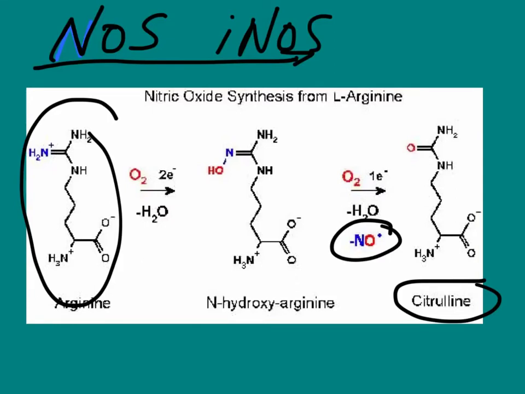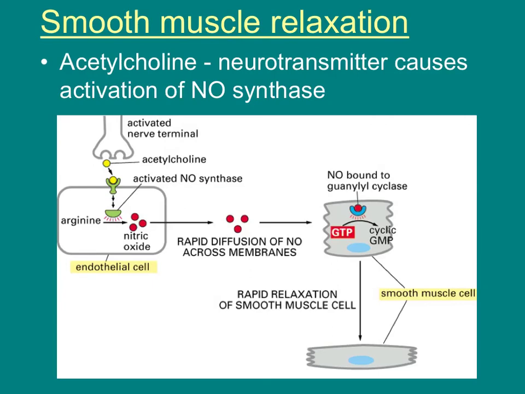Okay, great. So that means if you want to cause smooth muscle relaxation, you want to make some nitric oxide. Okay, let's say you're having a heart attack. All right, you're having a heart attack.